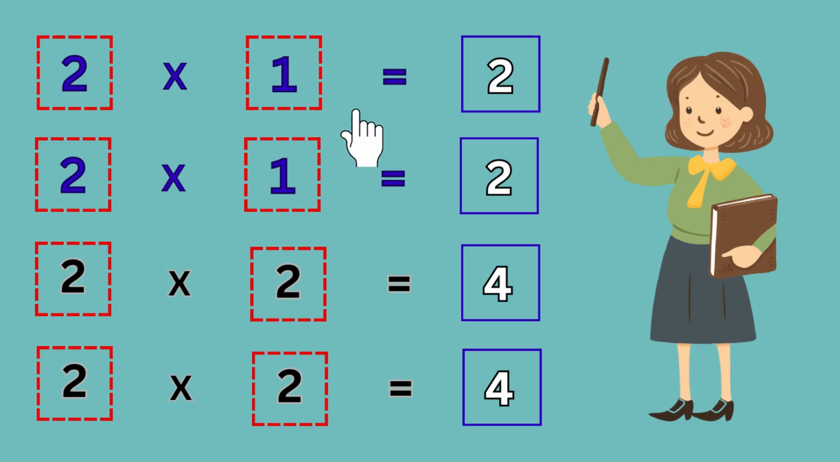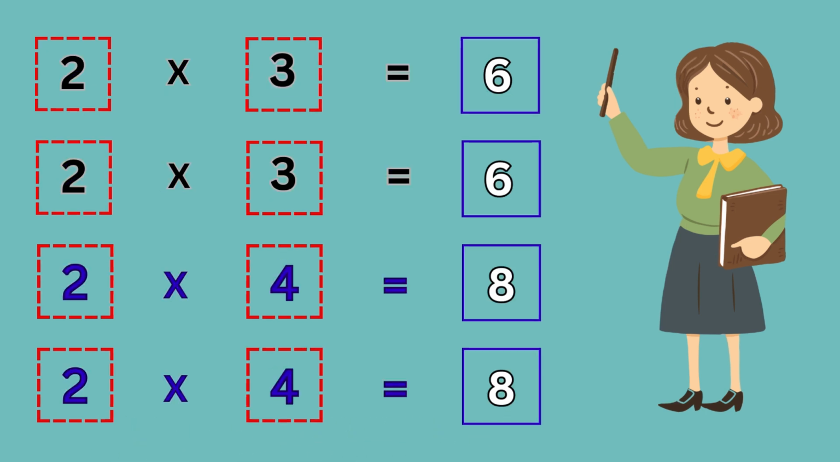Let's begin multiplication table for 2. 2 ones are 2, 2 twos are 4, 2 threes are 6.